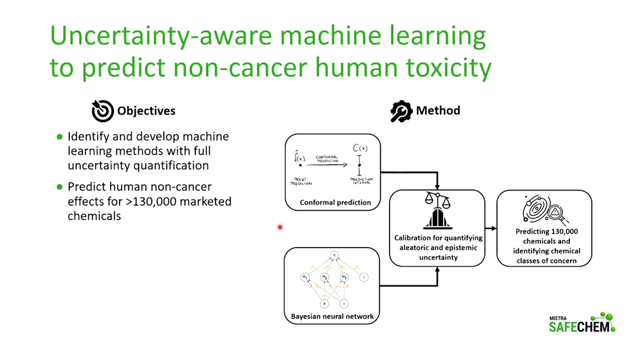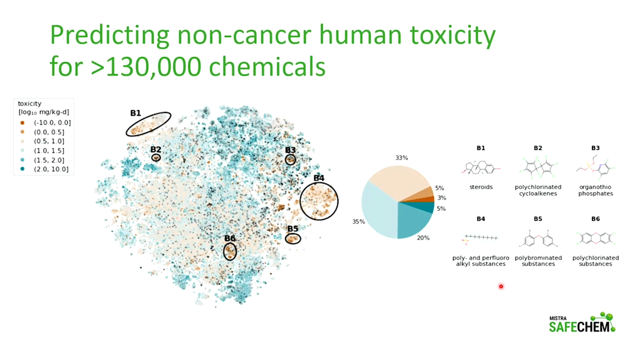So we were looking at two major paradigms of uncertainty quantification in the machine learning world, which are conformal prediction and Bayesian neural networks. We combine two approaches here for their calibration for quantifying this full uncertainty, both aleatoric and epistemic uncertainty, and then use the better calibrated model to make predictions for the whole chemical space of 130,000 chemicals. I will not bore you with the details of the calibration, but jump right into the results. If you're interested in the calibration and the more theoretical part, I encourage you to keep an eye out for my upcoming publication. But here again, we will look at this overall nice cloud of 130,000 chemicals.